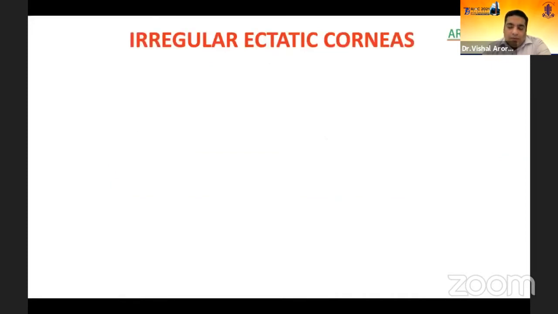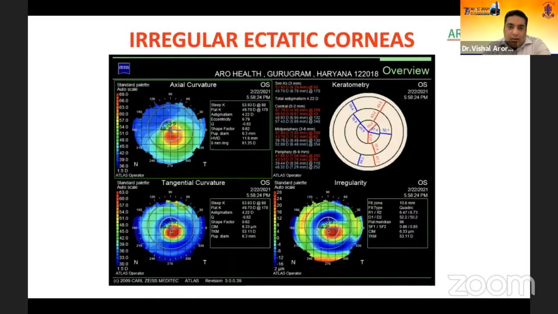Now coming a few slides on the ectatic corneas. Ectatic corneas have a very weird phenomenon: we can't use most of the IOLs to give the best post surgery result. The problem is because we don't have a toric IOL which can conform to the cornea.